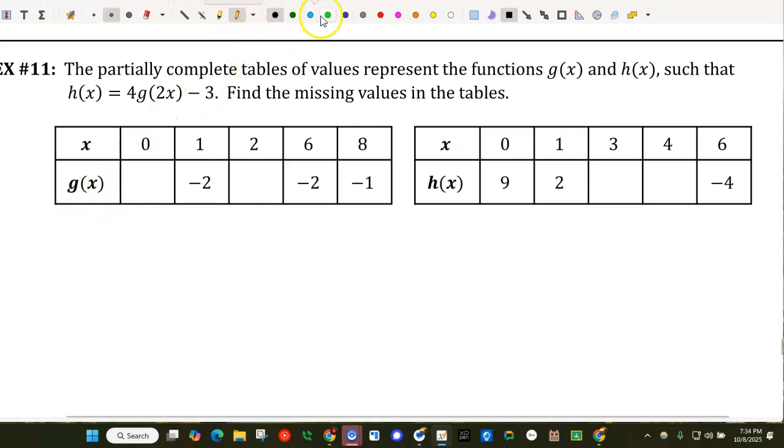Let's see here. Let's do blue. All right, so what I'm going to do is that I know h of 0 equals 9.